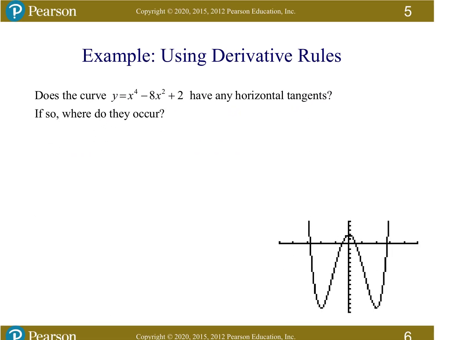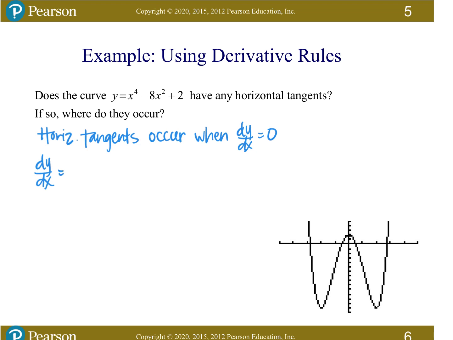We can use derivatives to help us answer the question about horizontal tangents. So does the curve have horizontal tangents? Horizontal tangents occur by definition when the slope is 0. And so if you understand that definition, they occur when dy dx is 0. So we want to find our dy dx, and set it equal to 0 to solve for where those points would happen.